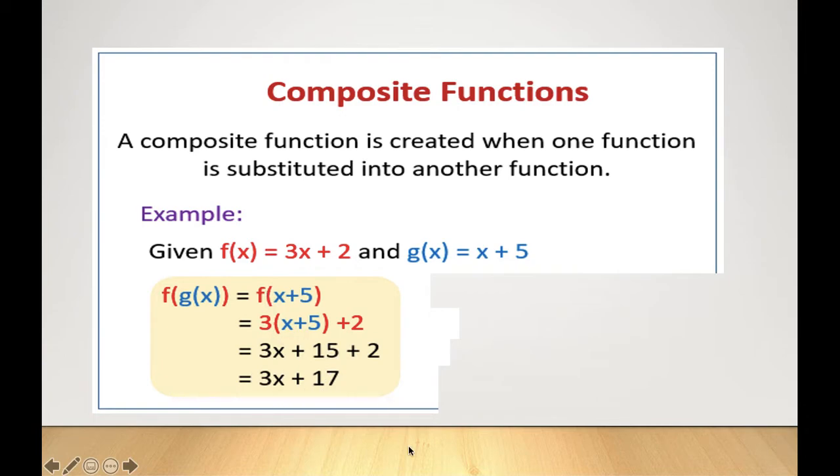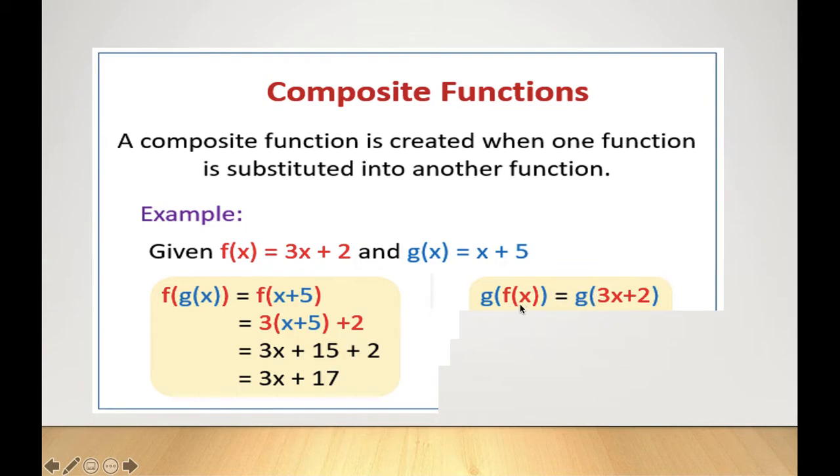Okay, students. Now for this same example, I will find g of f of x. First we found f of g of x, now we're going to find g of f of x. Here, function f is performed first and then g is performed on the result of function f.